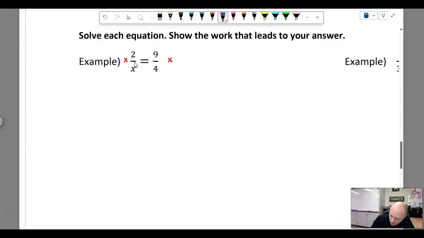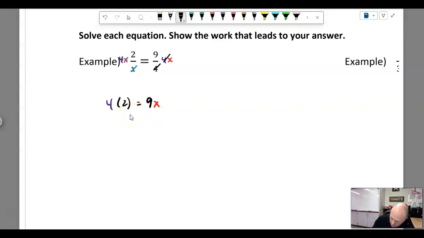And on the other side I have a 4. Get that 4 out of here. I'm going to multiply by 4. So I'm multiplying by 4x on both sides. What happens is the x cancels over here, and we get 4 times 2. On the right-hand side, our 4's cancel, and I get 9 times x. And there you go. Now we're on our way to solving this equation.